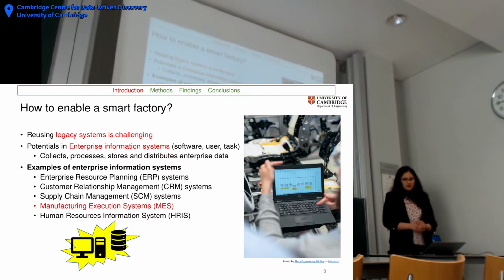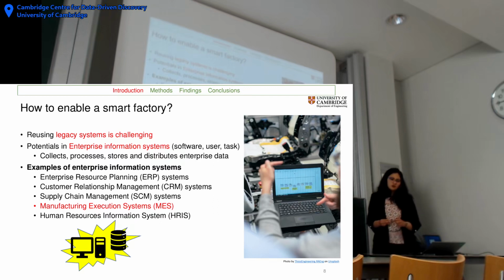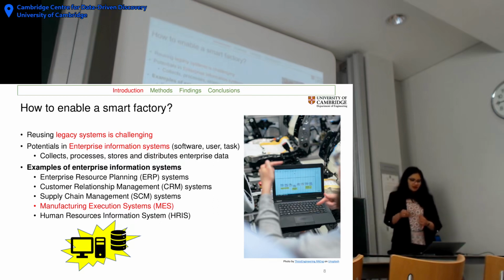Enterprise information systems are basically software systems. In the information systems field, it not just includes the software, it also includes the user and the task. So the idea is to collect, process, store, and distribute the enterprise data. These enterprise information systems are many all over the world.